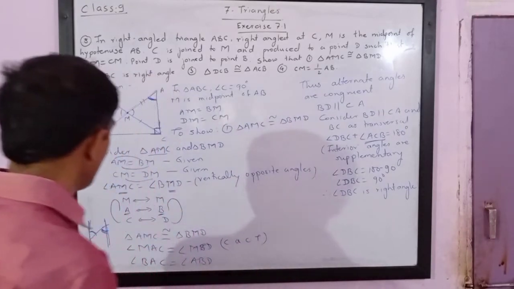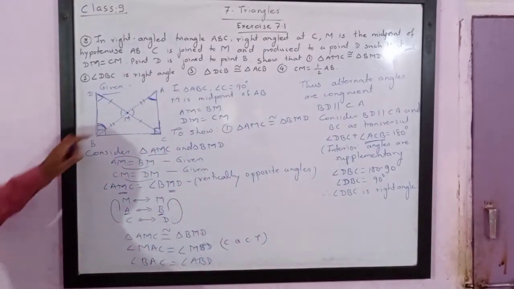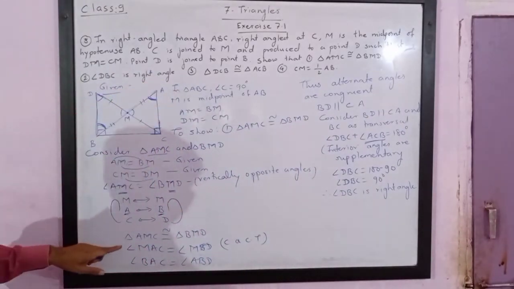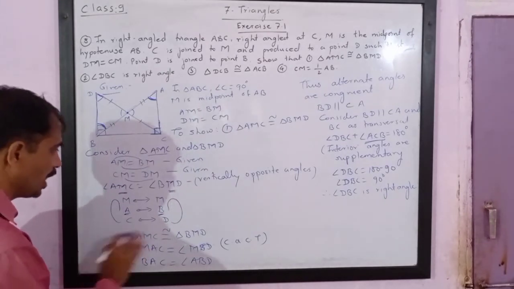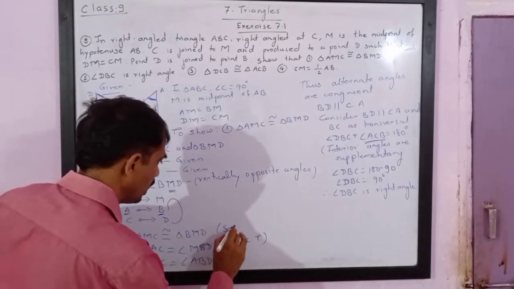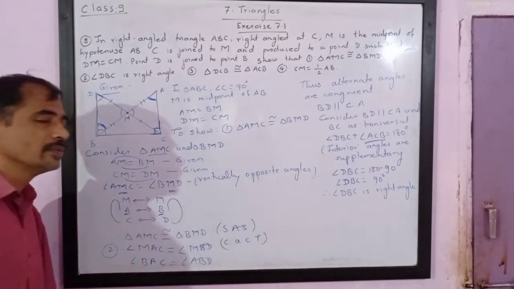This was the second part of the solution. First part was AMC congruent to BMD. This is the first part, this is the second part. Triangles were congruent by SAS. The reasons are very important to write.